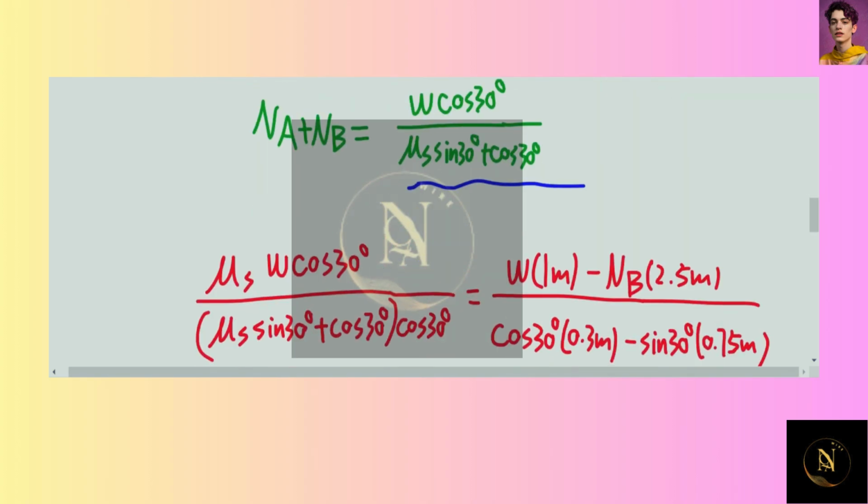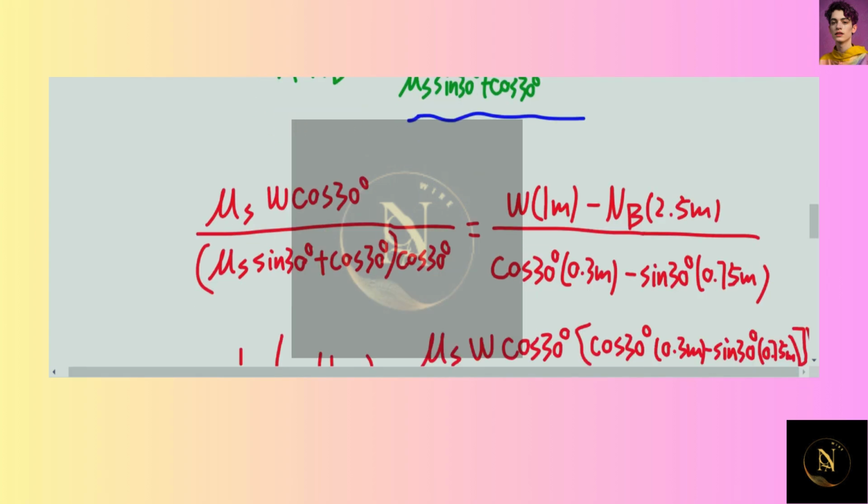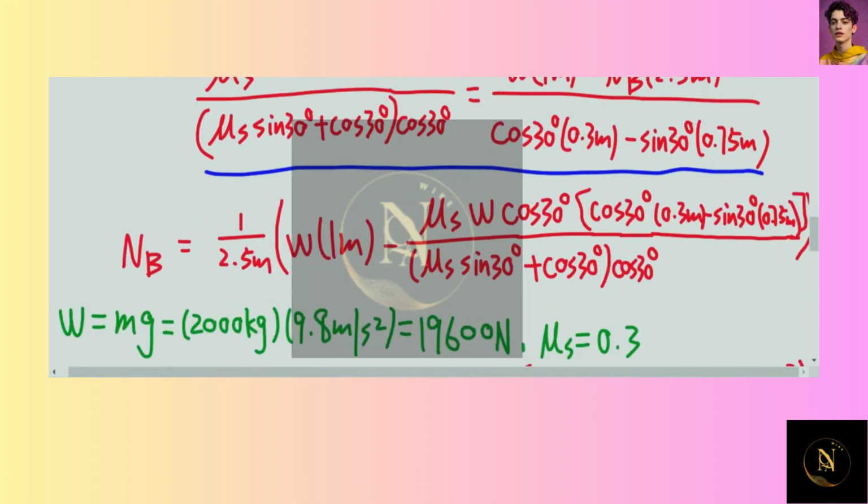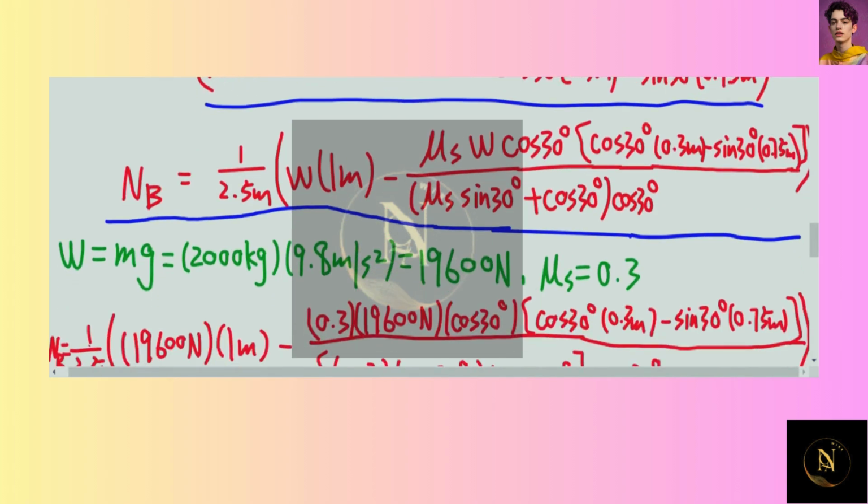So we have mu s times W cosine 30 degrees over (mu s sine 30 degrees plus cosine 30 degrees), times cosine 30 degrees, and this can be equal to (W times 1 meter minus Nb times 2.5 meter) over (cosine 30 degrees times 0.3 meter minus sine 30 degrees times 0.75 meter). If we do some arrangement here, eventually we have Nb equal to such an equation. So now we can determine Nb.